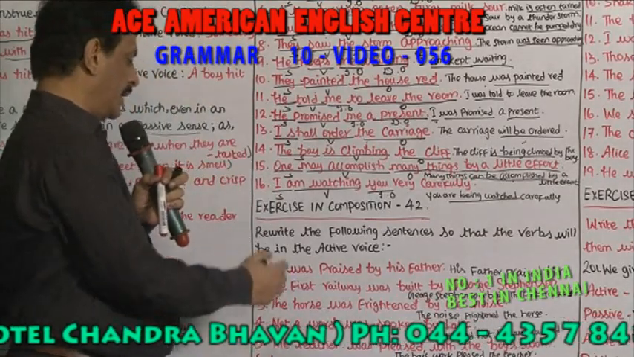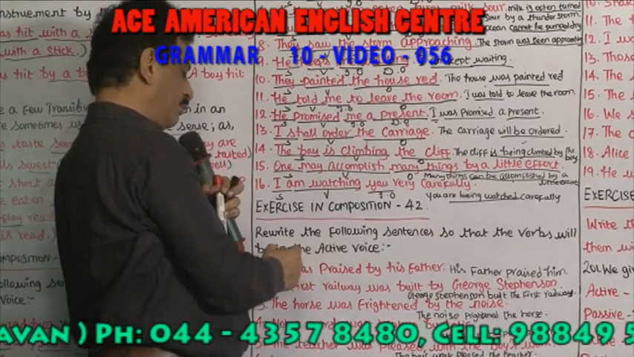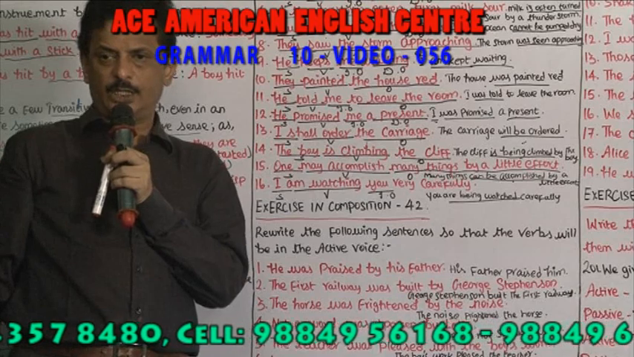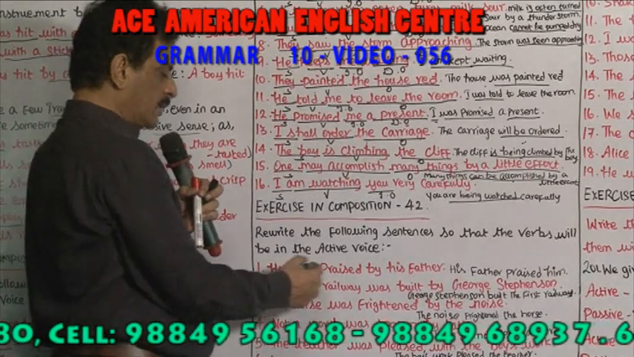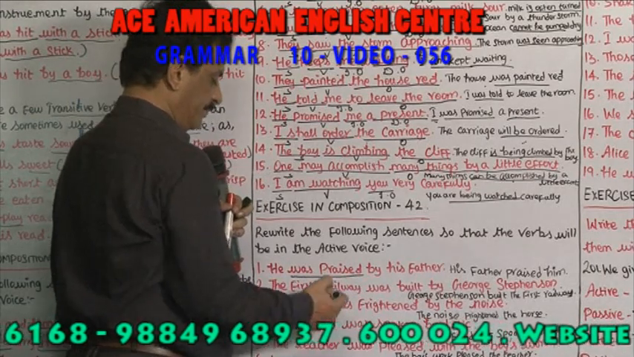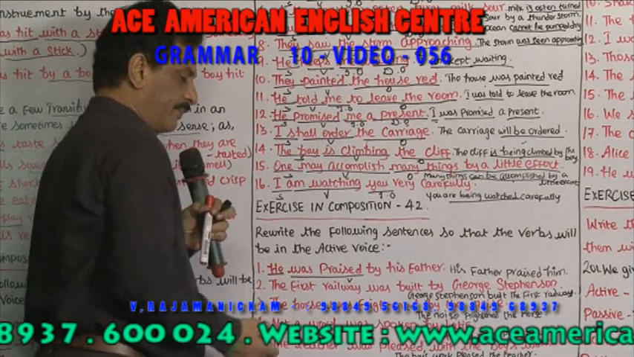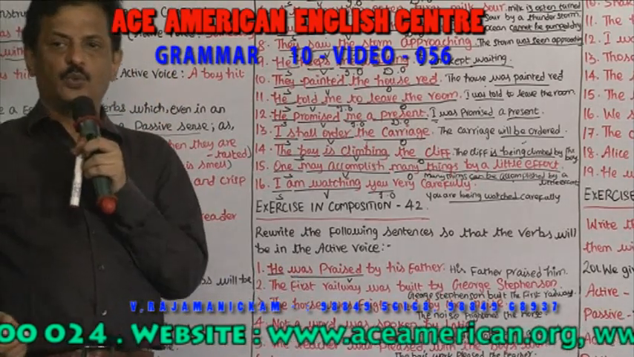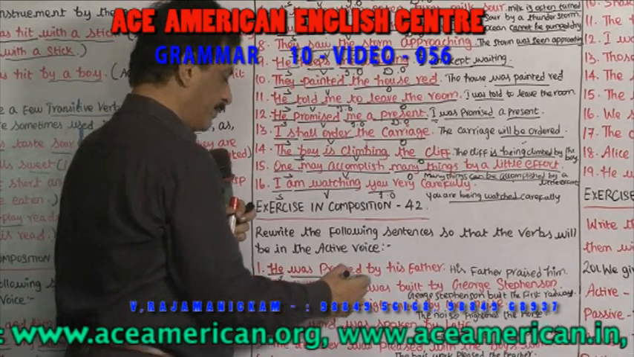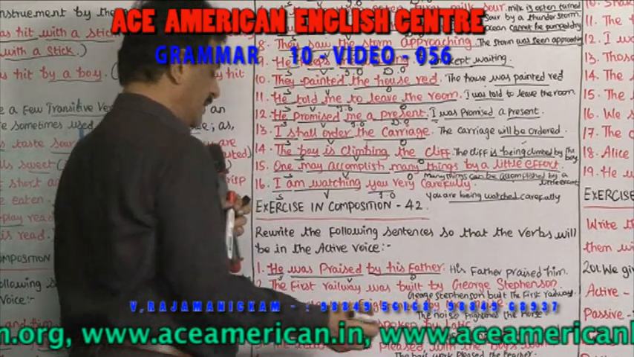Now coming here, rewrite the following sentences so that the verbs will be in the active voice. So from passive you are changing into active voice. He was praised by his father. See, he was praised by his father. So was praised is the verb here, the passive verb. He, in the active voice it is the object, but in the passive voice here it is the subject. By whom? By his father becomes the object in the passive voice.